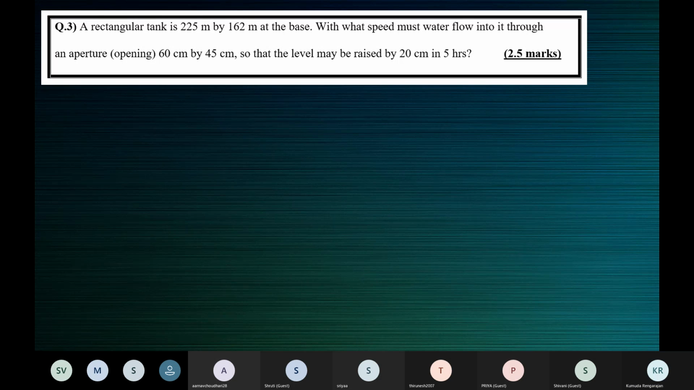Try this question. A rectangular tank is 225 meters by 162 meters at the base. With what speed must water flow into it through an opening 60 centimeters by 45 centimeters so that the level may be raised by 20 centimeters in 5 hours? Write down the question. Give the heading extra problems from surface areas and volumes. Write down the question first.